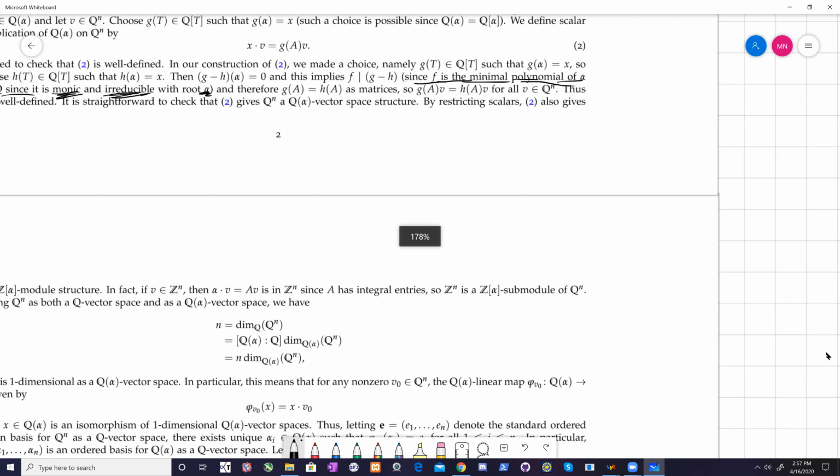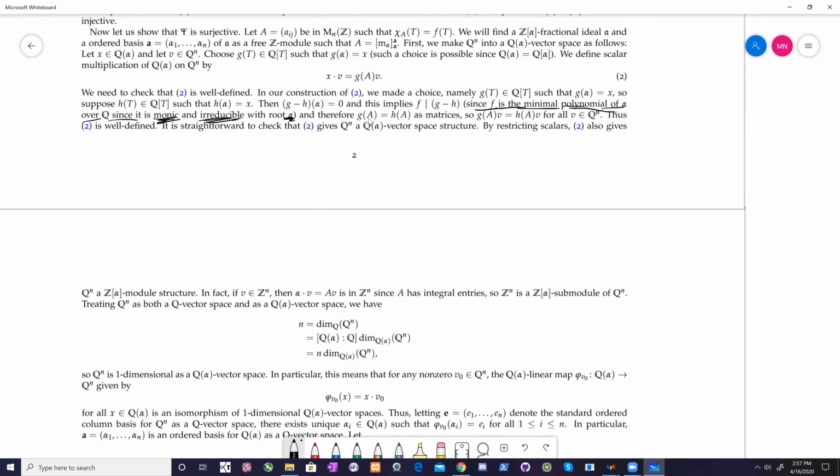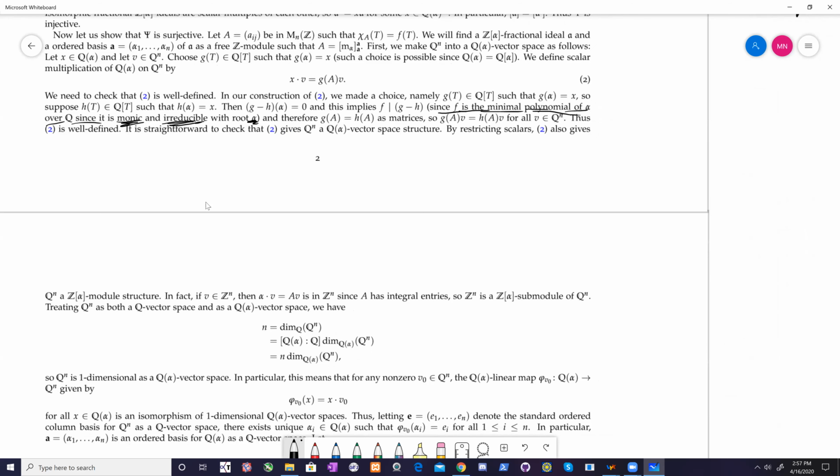So going back to the proof, f divides g minus h, so therefore g(A) is equal to h(A) as matrices, because essentially if f divides g minus h, then you have fp equal to g minus h. And so basically when we apply the matrix A to both sides, the f(A) goes away.